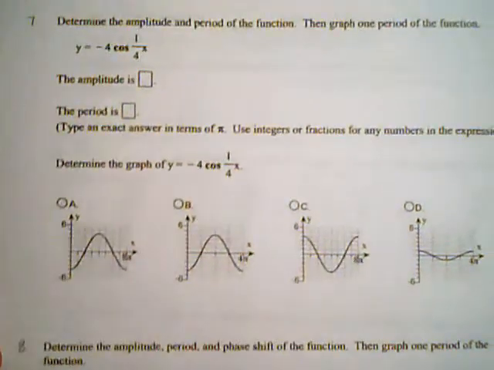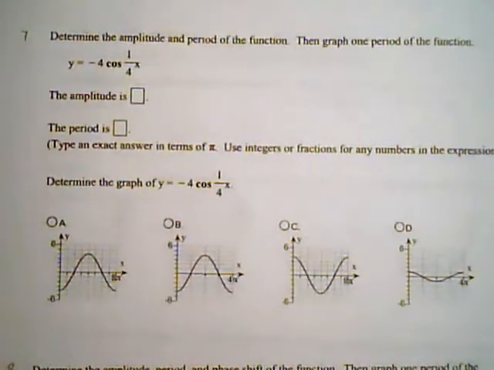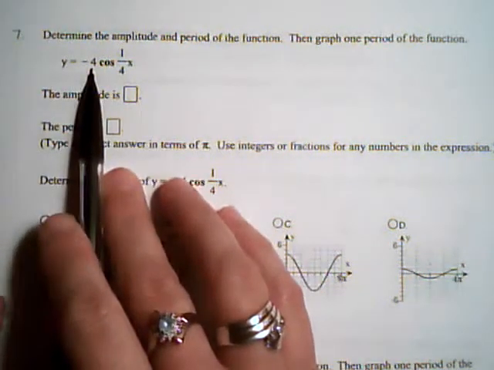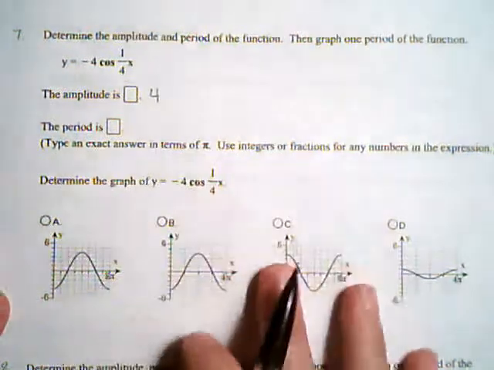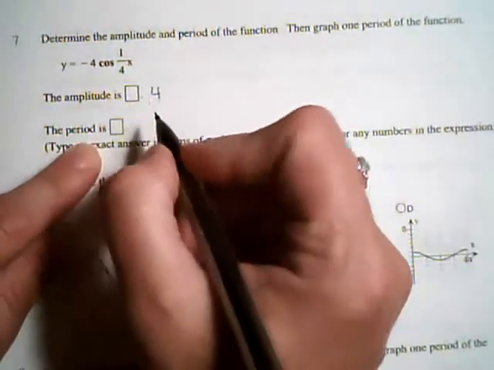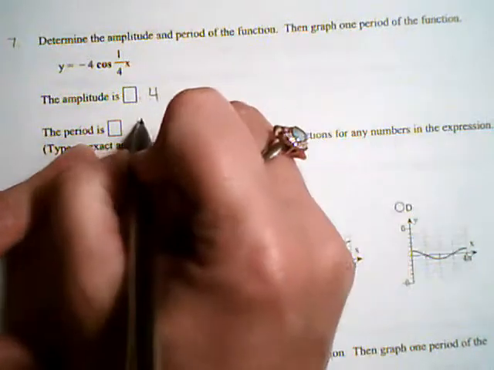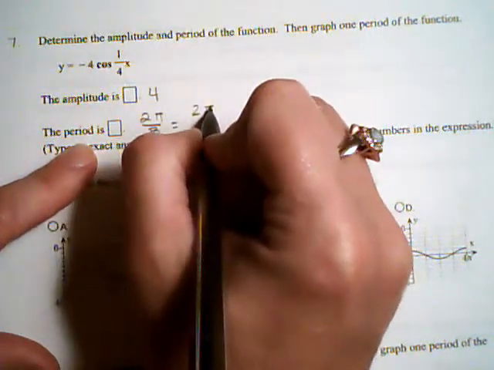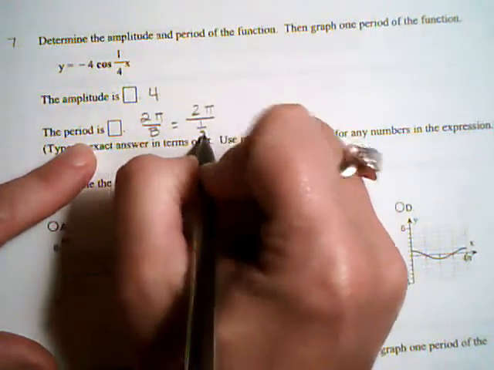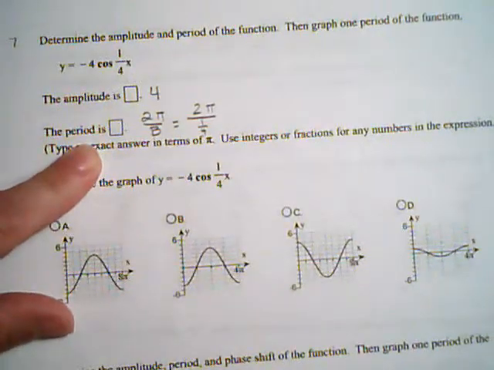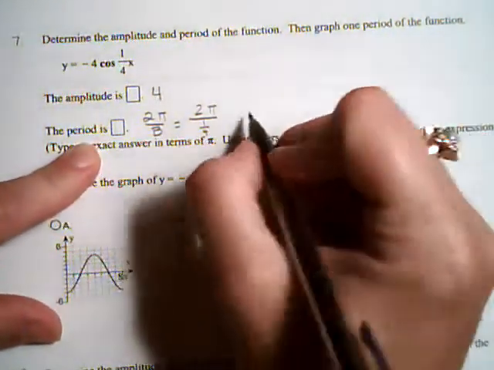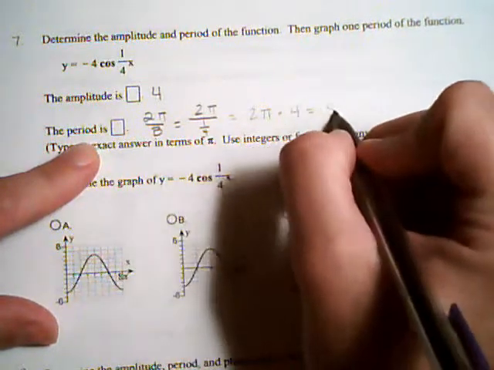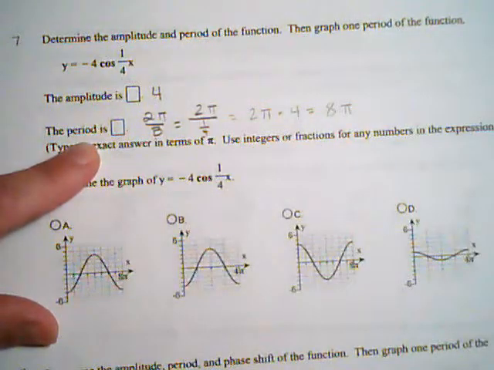determine the amplitude and the period of the function. So the amplitude is absolute value of a, so that would be 4. The period, again, is 2 pi over b. Okay, so 2 pi over 1/4, dividing by 1/4 is the same thing as multiplying 2 pi times 4. So my period is actually 8 pi.